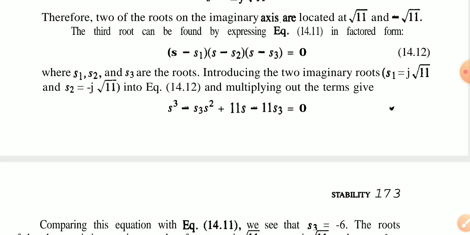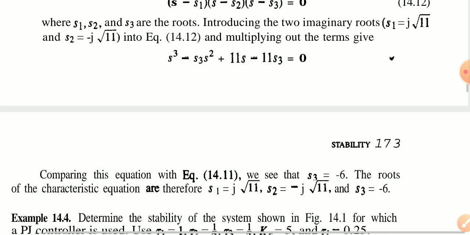Where s1, s2 and s3 are the roots, introducing the two imaginary roots, s1 is equal to j under root 11, s2 is equal to minus j under root 11, into this section 14.12, and multiplying out this term it gives s cube minus s3 s square plus 11s minus 11 s3 is equal to 0.